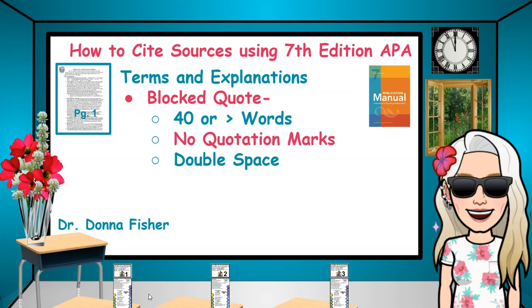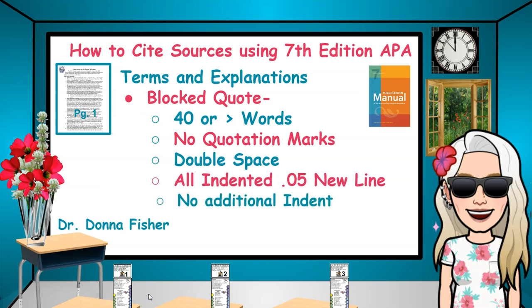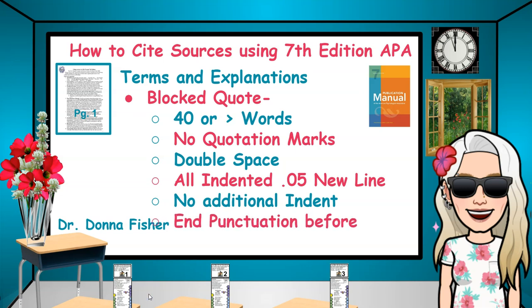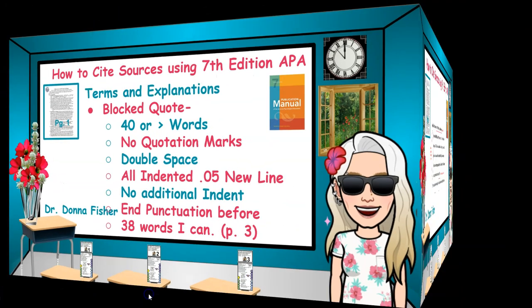Begin a new line and indent the entire quote 0.5. Do not add an additional indent for the first paragraph, but do indent 0.5 for subsequent paragraphs. End the direct quotation with a punctuation mark and then put the page number in parentheses. So the end punctuation mark goes before the page number this time. So only in blocked quotes.